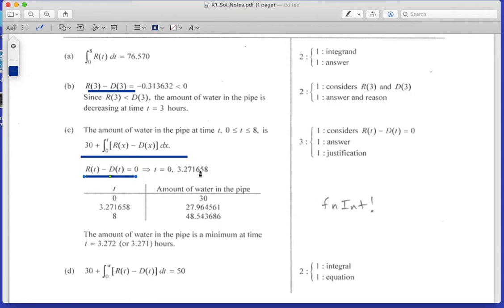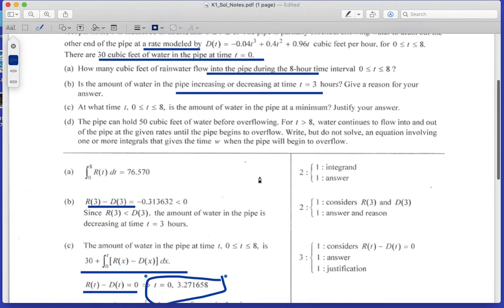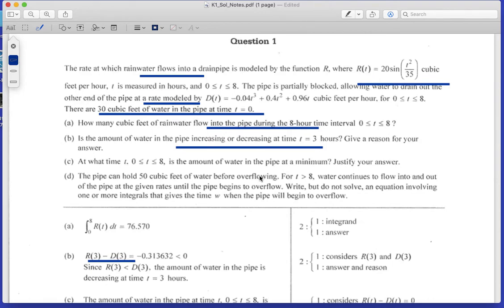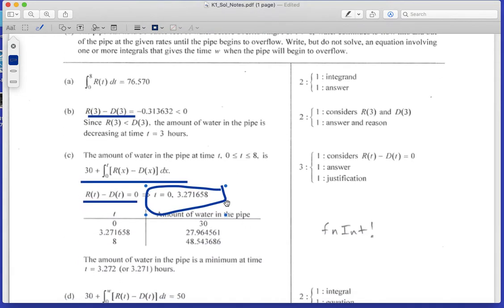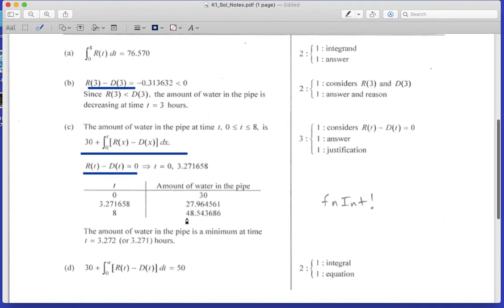How in the world are they finding this? They're graphing r and d, or they're graphing r minus d, these two functions. This is very much a calculator problem here. They are graphing r minus d and finding where it's 0 using left-right guess on the calculator. Then you have to plug each of those two things, or each of those three things, the critical number and the endpoints, into this function.